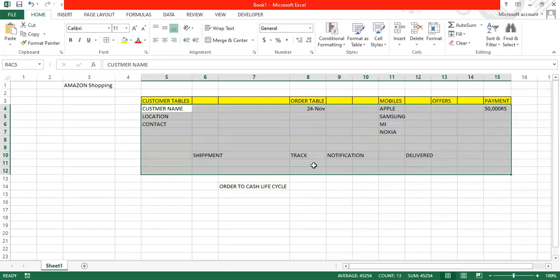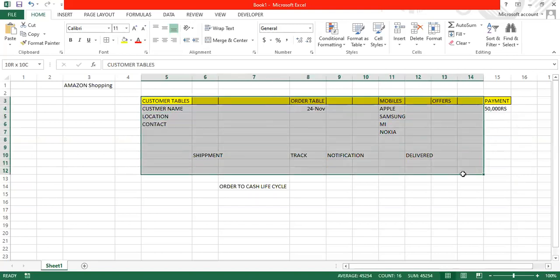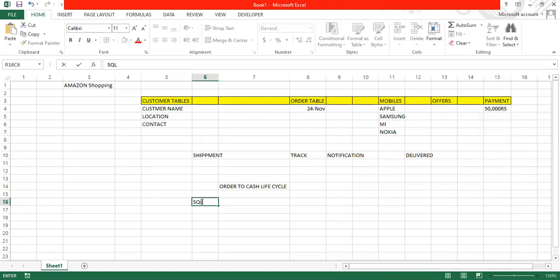So if I have to write the logic for this entire life cycle, I cannot do it only with the help of SQL. Okay. I will need the help of PL/SQL. PL/SQL is nothing but a procedural language extension for structured query language. Okay, so now you understand the benefit of PL/SQL.